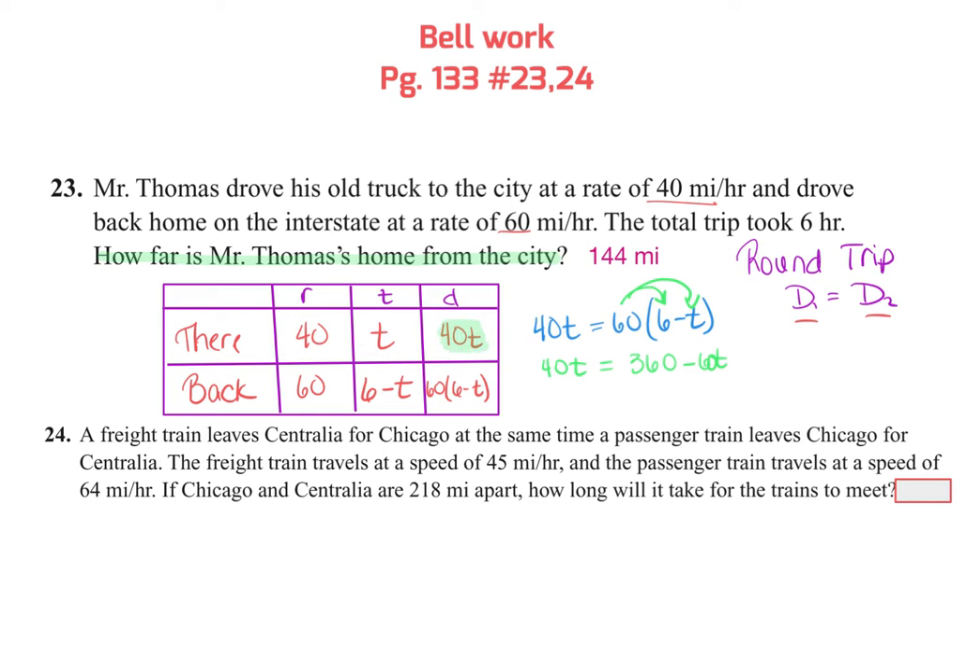So always know what they're asking. Always know what they are asking when it comes to these questions, because if you answer it incorrectly, you're going to get it wrong. All right, so if you stopped at 3.6, which is what you would have gotten, 3.6 hours, something like that, you're not done yet. You have to plug it back in. Multiply that by 40, and you will get your 144.